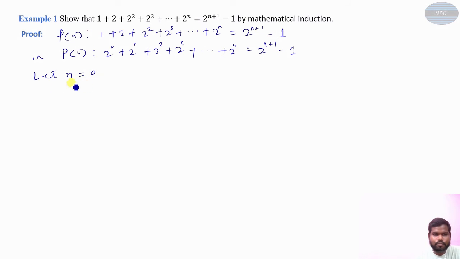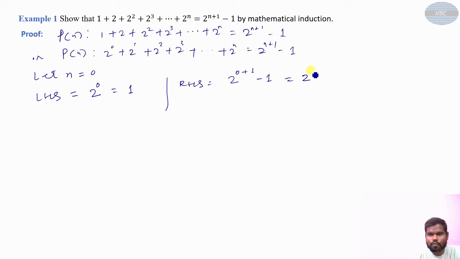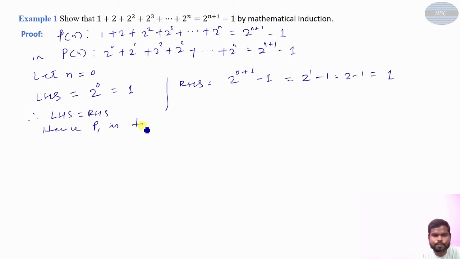When you take n equal to 0, the left hand side, putting the value of n as 0, is nothing but 2 to the power 0, which is equal to 1. What is the right hand side? Right hand side is 2 to the power n plus 1 minus 1, putting n equal to 0, which is 2 to the power 1 minus 1, which is 2 minus 1, equal to 1. So left hand side is equal to right hand side. Hence P1 is true. This is the initial value, or the starting point.